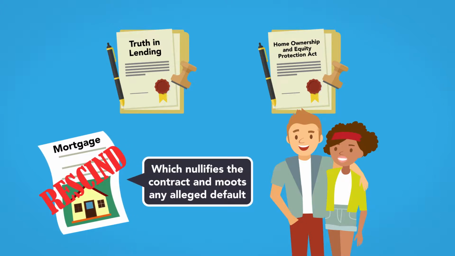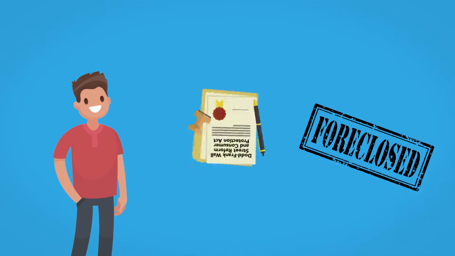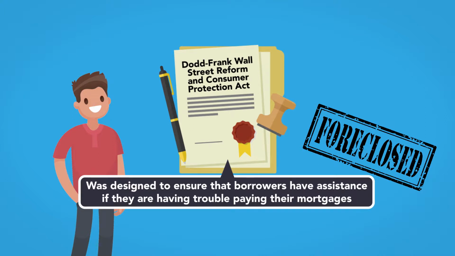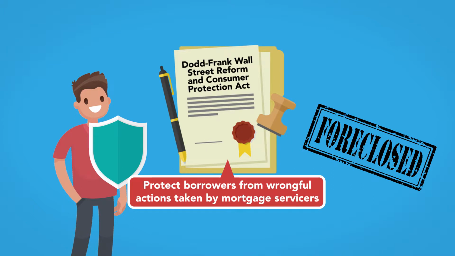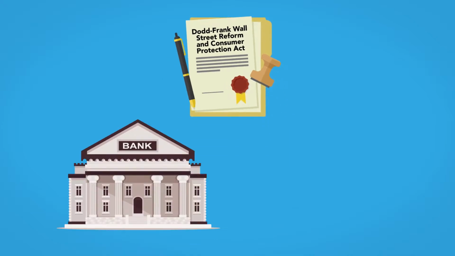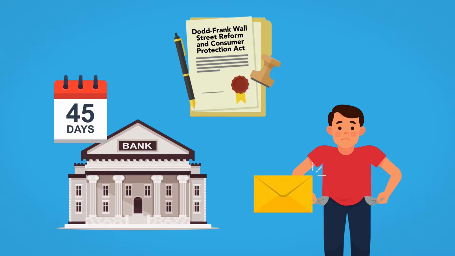alleged default. Otherwise, borrowers may be able to suspend or avoid foreclosure process under Dodd-Frank, which in part was designed to ensure that borrowers have assistance if they have trouble paying their mortgages, and protect borrowers from wrongful actions taken by mortgage servicers. Under Dodd-Frank, mortgage servicers must assist borrowers who are having trouble paying their mortgages. If a borrower falls behind in mortgage payments, servicers must attempt to contact the borrowers to discuss their options no more than 45 days after the missed payment.